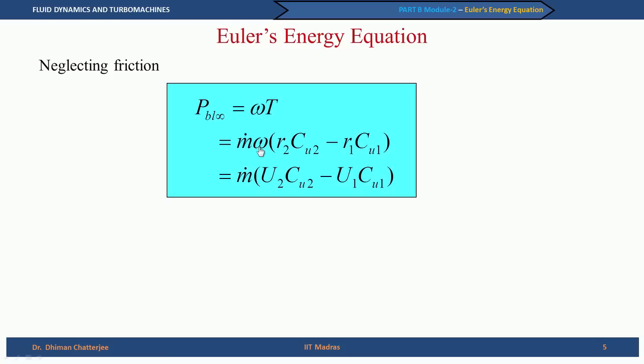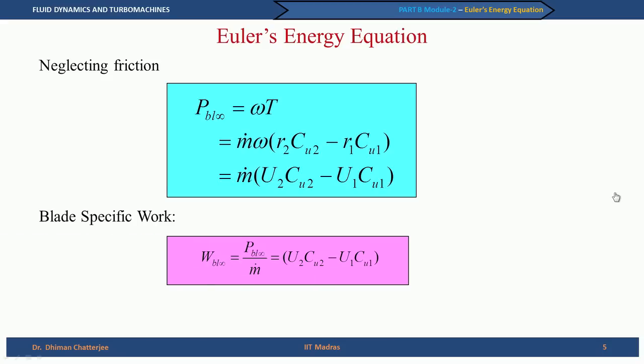ω times the torque, which we have already found out, and that is R2 C_U2 minus R1 C_U1, which will be given as ṁ (U2 C_U2 minus U1 C_U1). And we can say that the blade specific work W_BL,∞, here again I want to remind you, BL refers to the blade, and infinity refers to vane congruent flow.